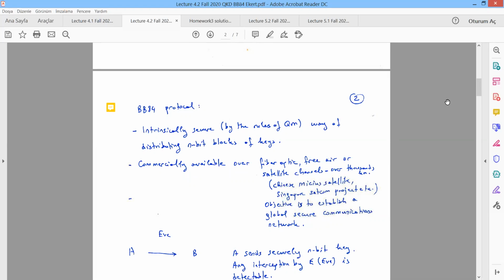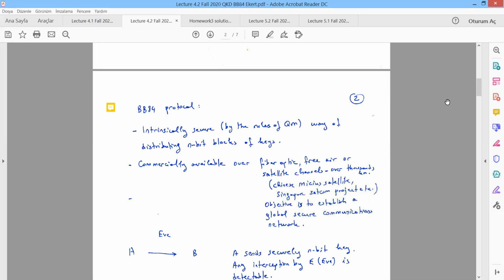And actually, for the past maybe 5 years or more, commercial equipment has been available. These protocols have been implemented in various different communications media, including fiber optics, free air communications, or satellite communications over thousands of kilometers. And most recently, the Chinese Micius satellite, and also another group from Singapore, were able to use satellite communications. The Singapore group used a low Earth orbit satellite, which is around 500 kilometers above Earth.